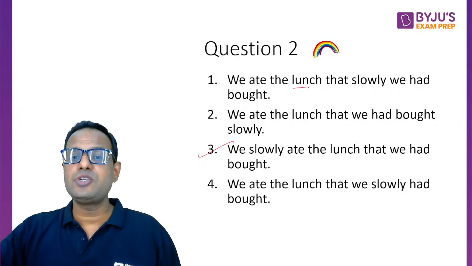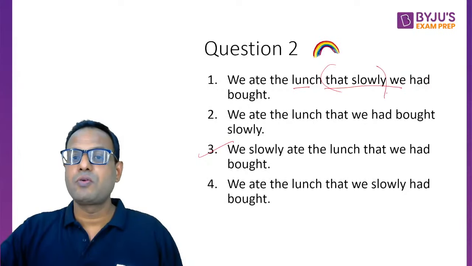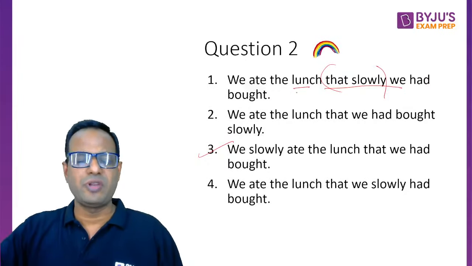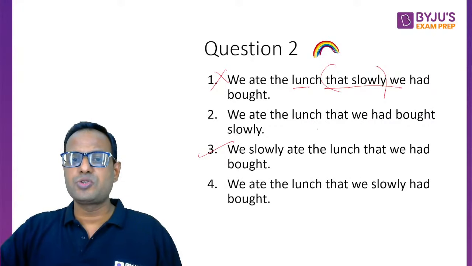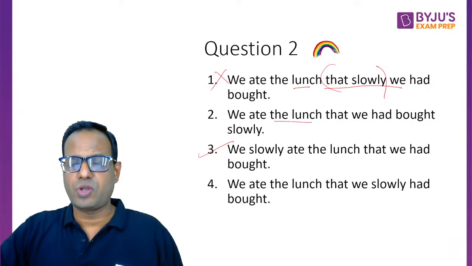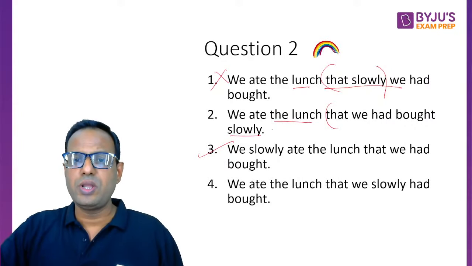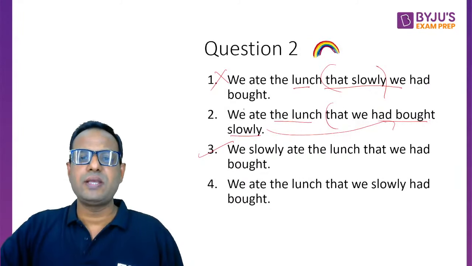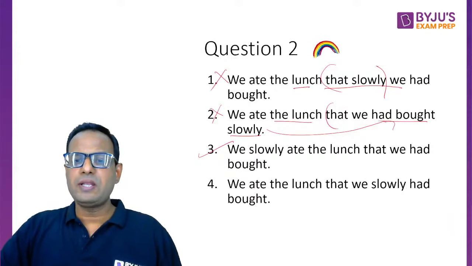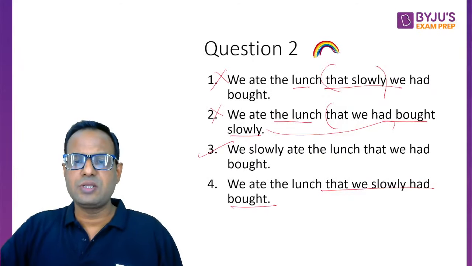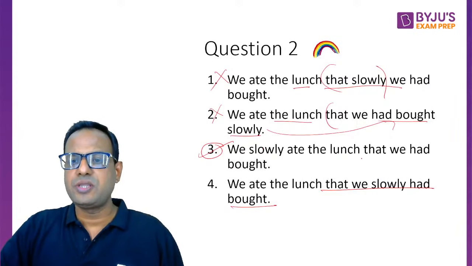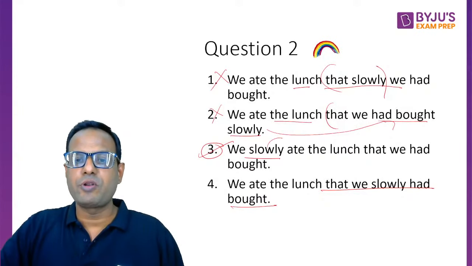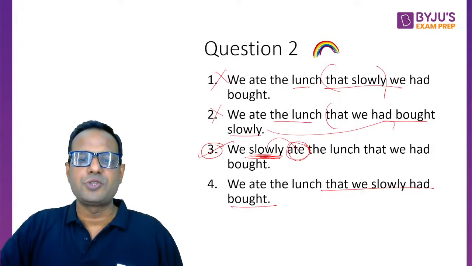Look at the first one. We ate the lunch that slowly we had bought. This is ungrammatical. The structure is absolutely ridiculous. So this, of course, can be crossed out. We ate the lunch that we had bought slowly. We ate the lunch. Yes, we know that we're talking about the lunch that we had bought slowly. Now slowly modifies bought, which doesn't make any sense. Gone. We ate the lunch that we slowly had bought. This is again ungrammatical, doesn't make sense. So the best option is we slowly ate the lunch that we had bought. Slowly should have modified the word ate. So we were looking for the right modifier modifying the right verb. So 3 should have been the answer.